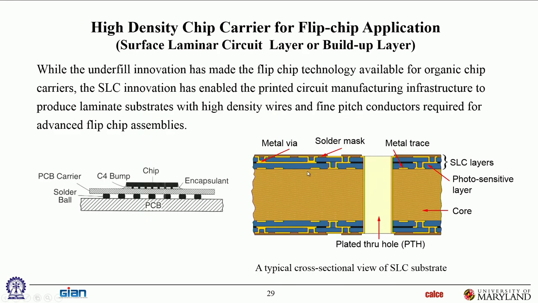All right, let's talk about some specialty aspects of PWBs nowadays. I talked about the fact that in addition to the regular reinforced layers, there are these specialty layers on the surfaces that don't have any glass fabric in them. This is just polymers, specialty polymers, but just polymers. And these are called surface laminar circuit layers, or built-up layers, and sometimes there are multiple layers of those.